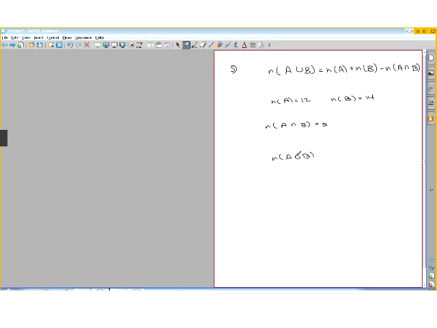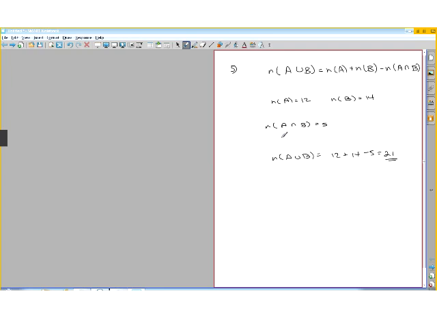So to get the answer, we just have to plug in. So we have 12 plus 4 minus 5, and that's going to be equal to, why did they get that wrong? Because it's 14. So 12 plus 14 minus 5. So it's 26 minus 5, which is 21. So that's the answer.